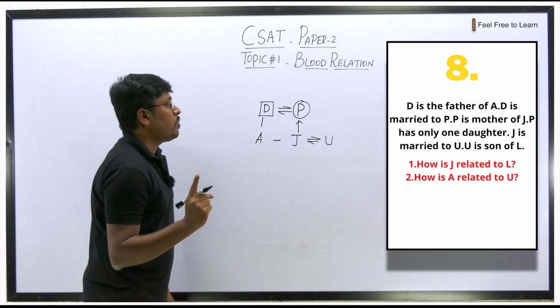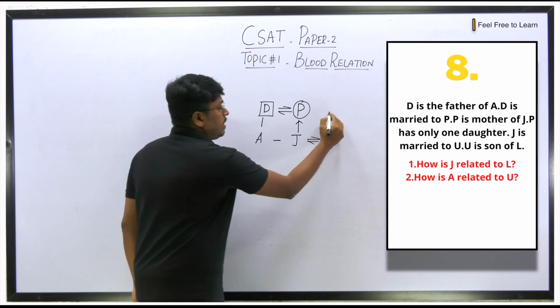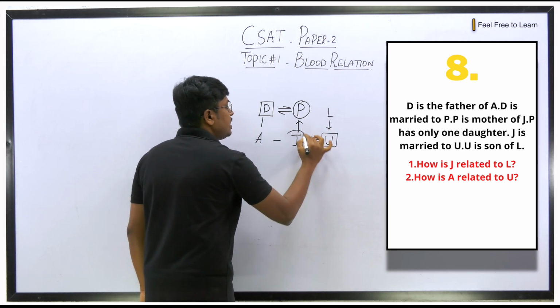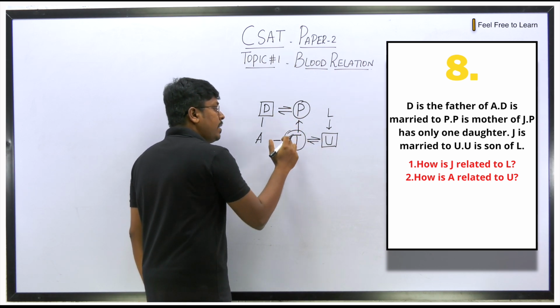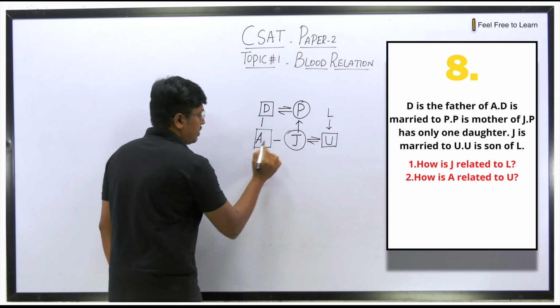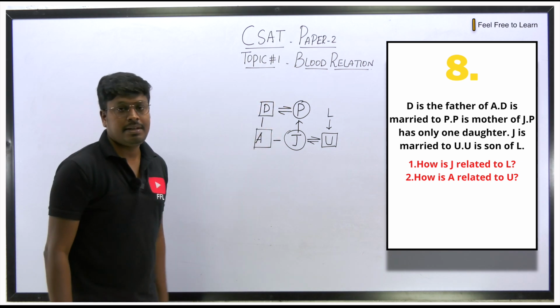And the last point, U is the son of L. So L's son is U. If L is calling U the son, then definitely J will be the female person. And we already know that P has only one daughter. So if J is the daughter, then A will be the son. Got it? So finally we have fixed the gender of all the persons except the person L.